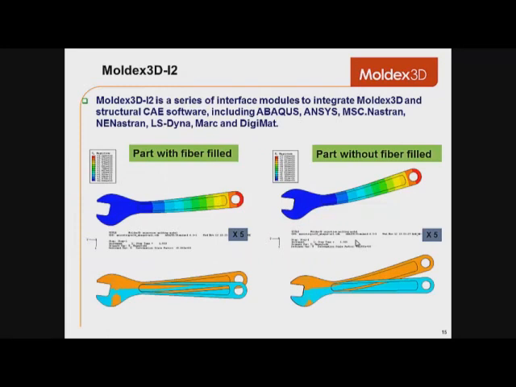Now, our I2 interface, or FAE interface, is a series of interface modules to integrate Moldex 3D and structural CAE software like Abaqus, Ansys, etc. With this, you will be able to export fiber orientation data into these structural CAE softwares and test that model with various loads as well as natural frequencies of whatever the structural analyses offer. And below we can see the comparison of a part that is fiber filled and one that is not.